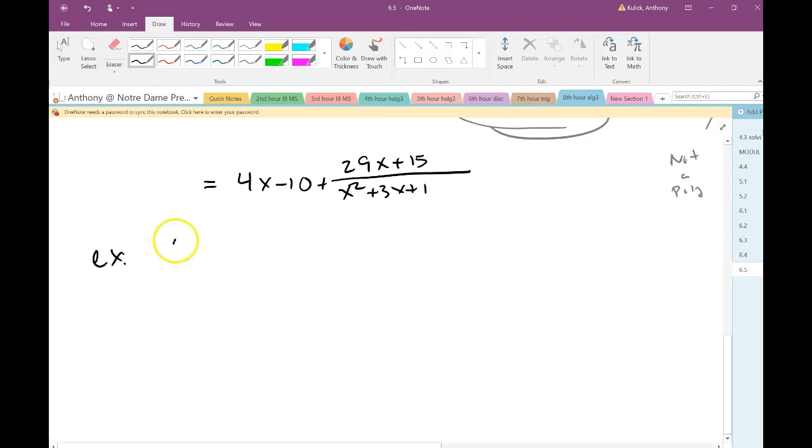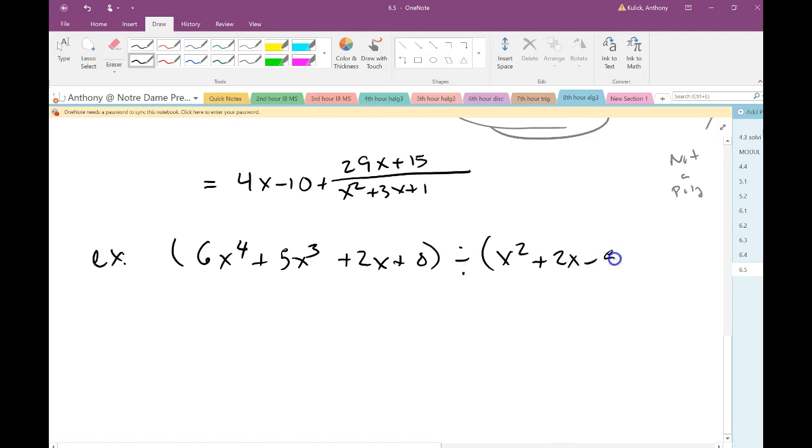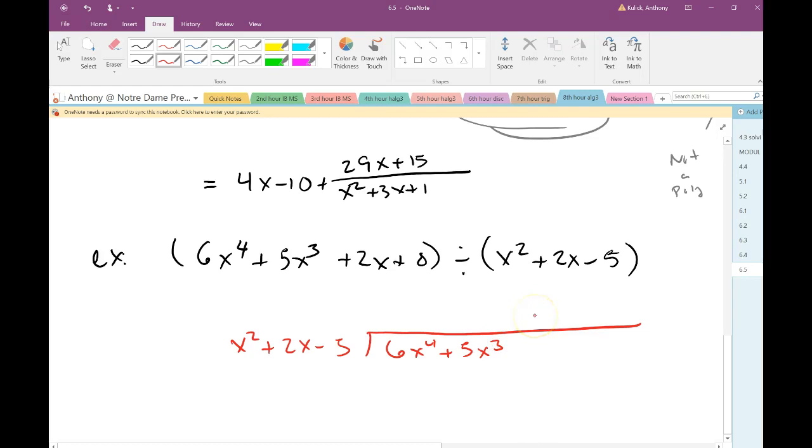So let's say we have 6x to the 4th plus 5x to the 3rd plus 2x plus 8 divided by x squared plus 2x minus 5. Just like before, I'm going to start by writing my divisor on the outside, my dividend underneath, but I'm going to do something different here.